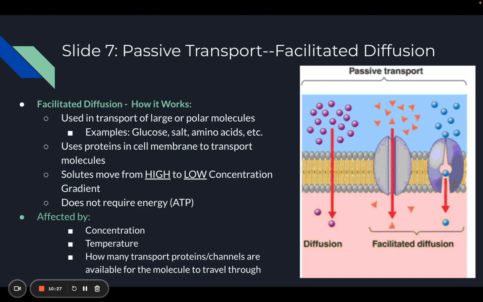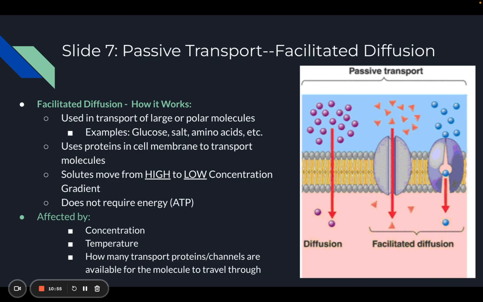These substances are still needed by the cell to perform certain functions like making energy in the process of cellular respiration. So in the case of facilitated diffusion, there are proteins that are embedded in the cell membrane that are used to help transport these larger or polar molecules. Again, solutes will continue to move from areas of high concentration to areas of low concentration, and they do not require energy to do so.